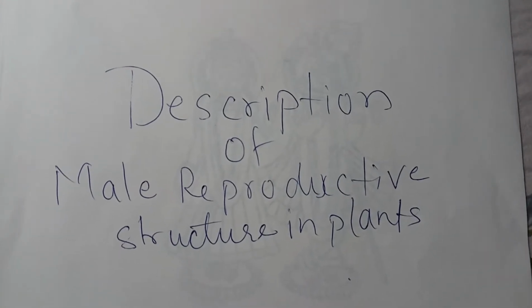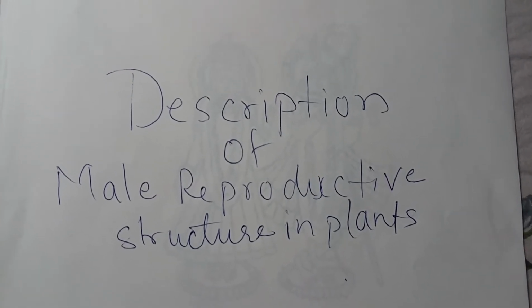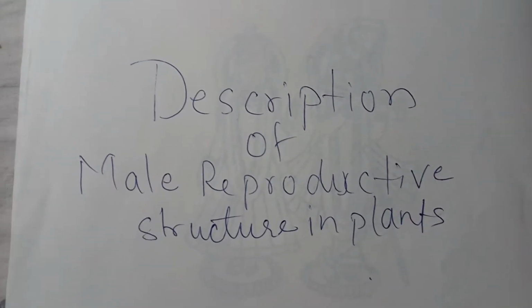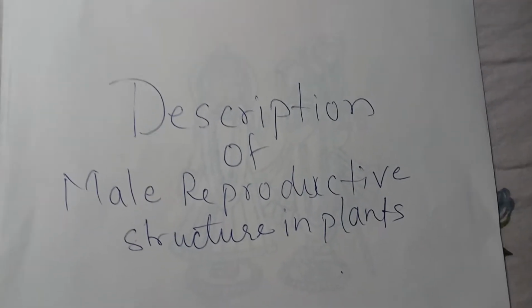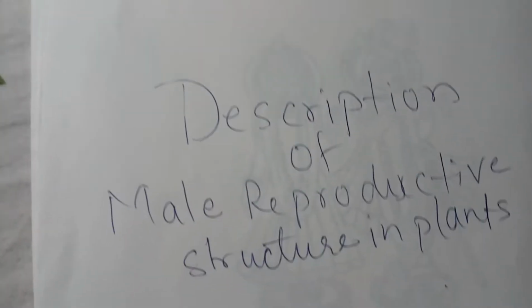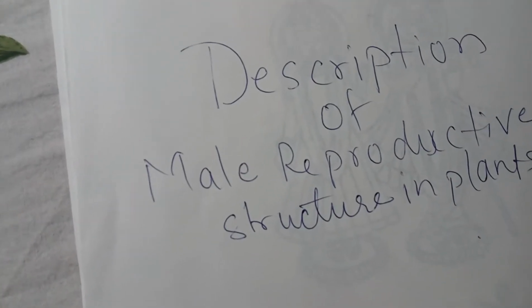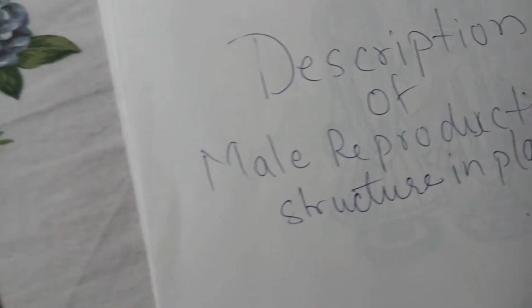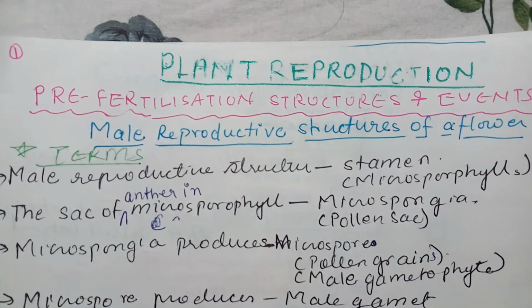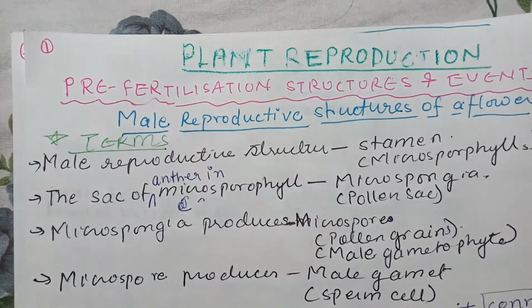Dear student, today we will see the description of male reproductive structure in plant. So, we'll discuss the pre-fertilization structure and events. And you know what is the male reproductive structure of a flowering plant? It is nothing but stamen.